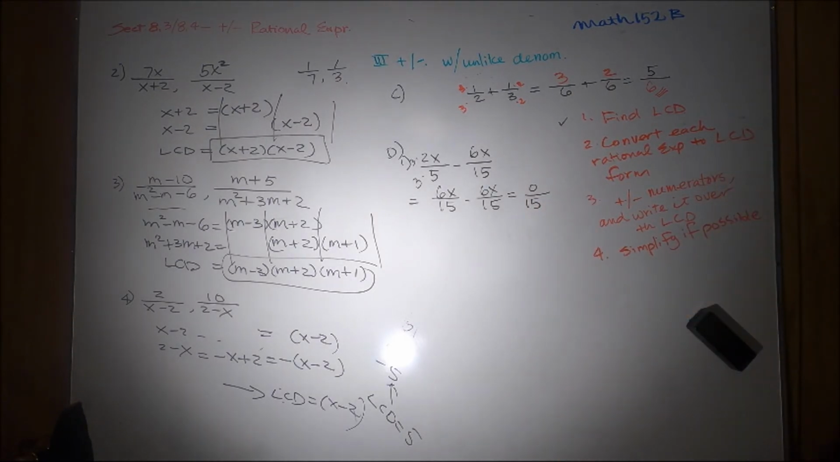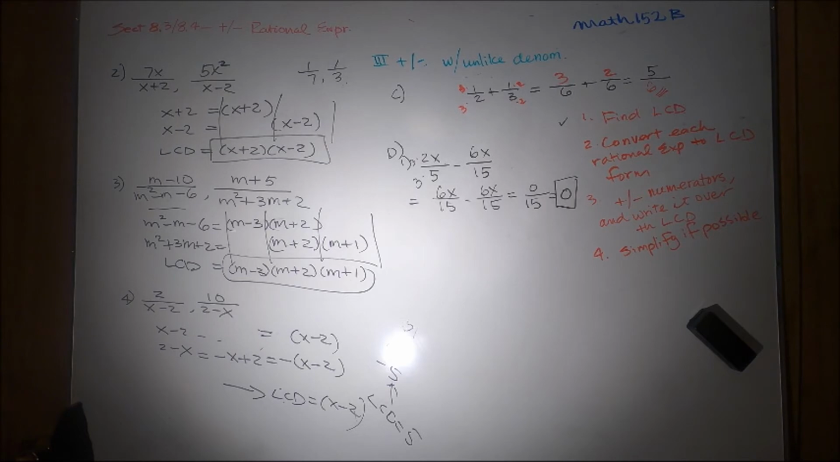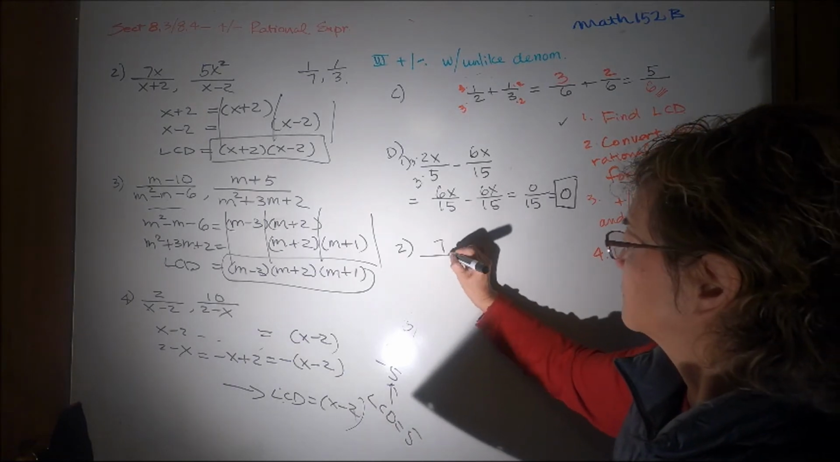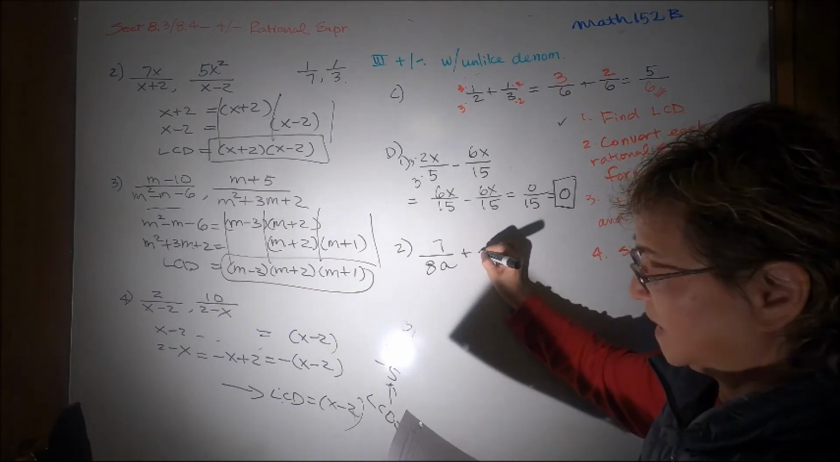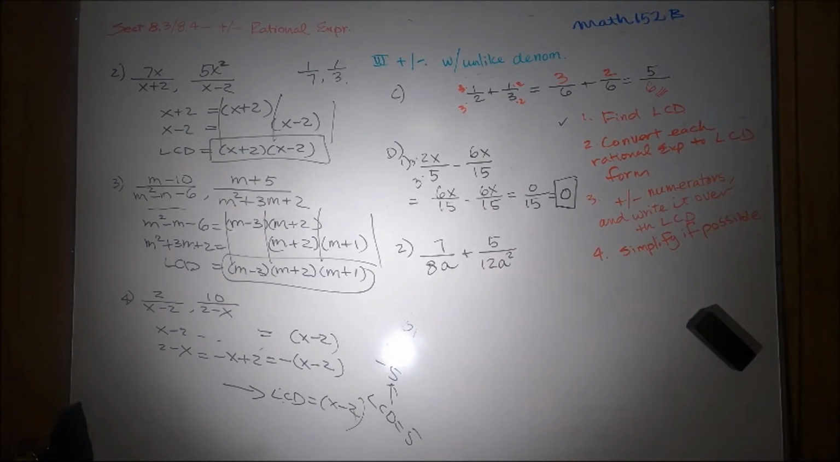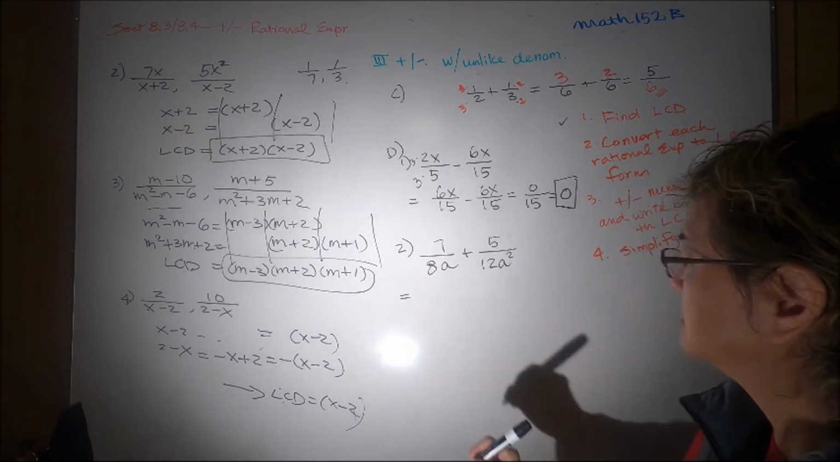Then you don't leave the answer there. Why? Because that's not the simplest way to show a number. 0 divided by 15 is what? 0. So you need to write the answer in the simplest form. Got an idea? Right? Then for this one, what do you think?